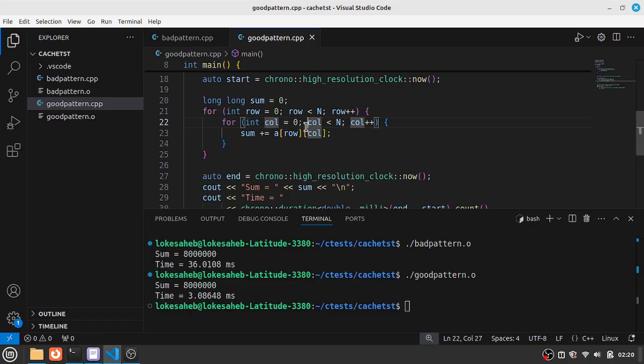So this is how caching comes into the picture and how we could use it to our advantage to get the best out of it. Hopefully this has been a good learning experience. Thank you.